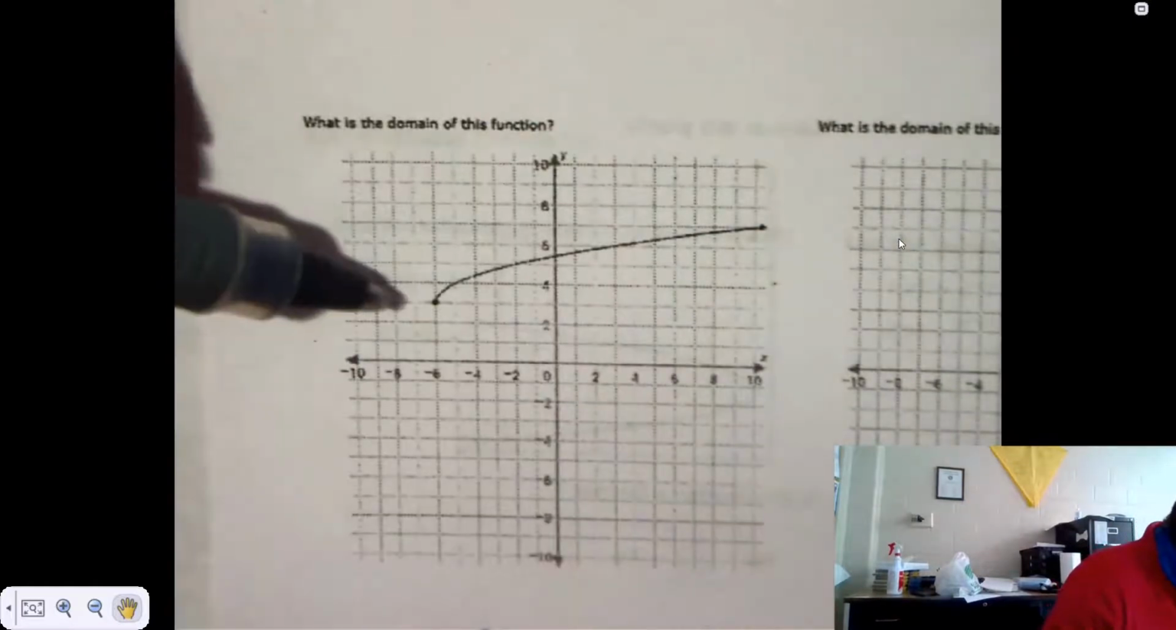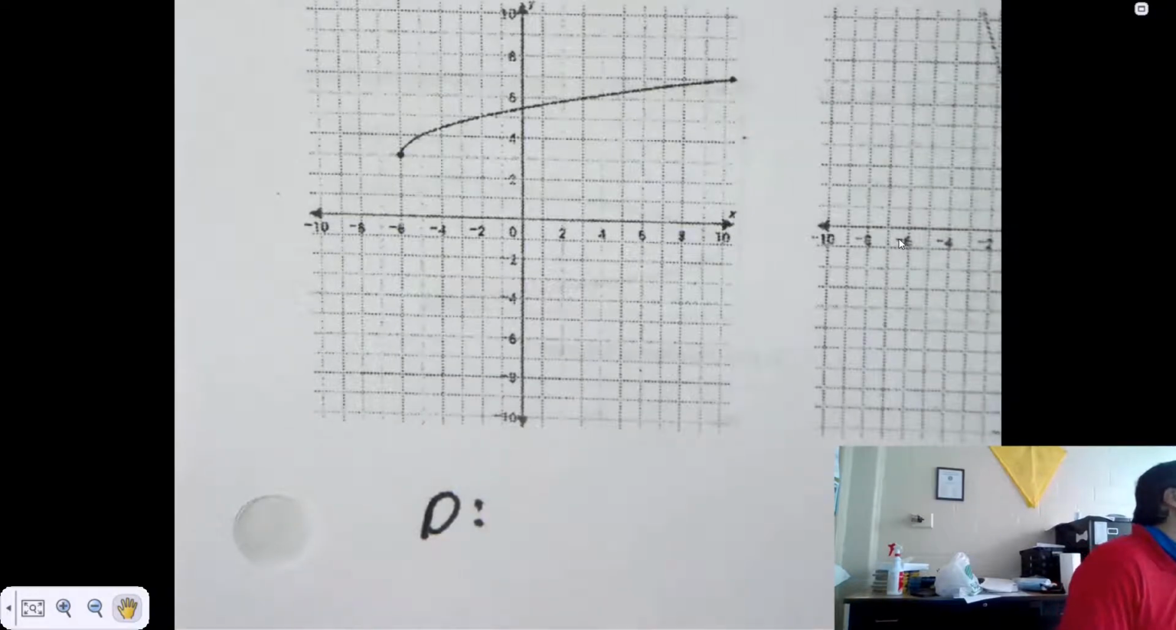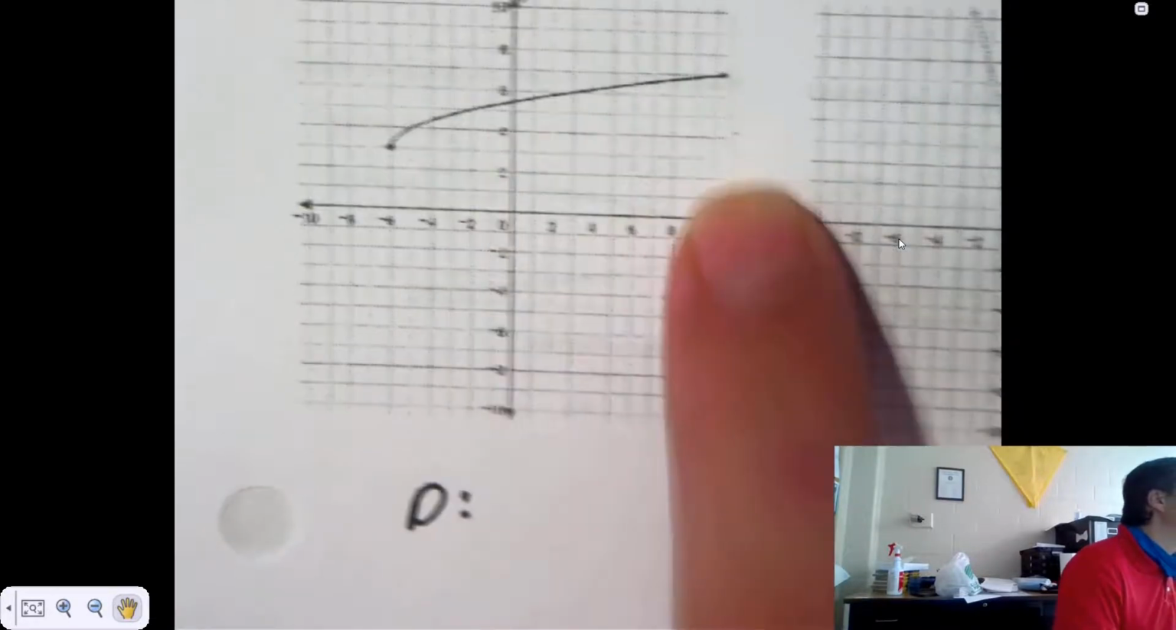Notice that's a solid dot too. That means that point exists. So what's the smallest value of x? -6. And then we get to be -5 and -4 and 0 and all that good stuff to the right.